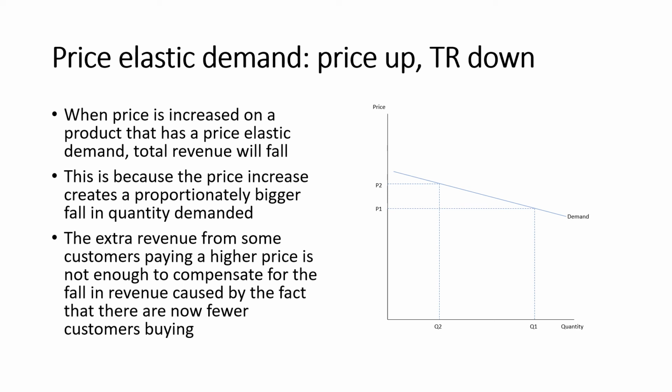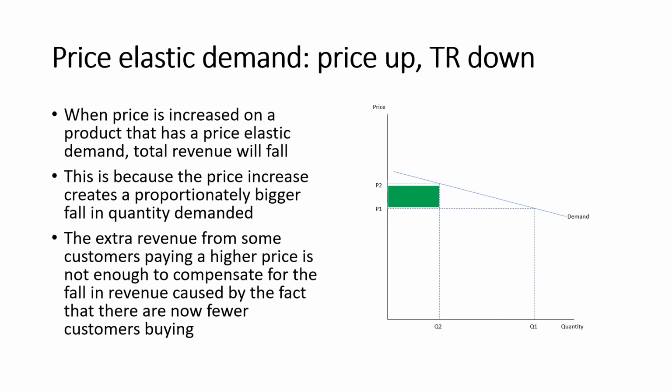So if we look at the demand curve there, obviously we're starting off with the price of P1 and quantity demanded is Q1. So the total revenue is a long rectangular area, P1 Q1. They go for the price increase in price from P1 to P2. That creates a massive contraction of demand from Q1 to Q2. So let's look at this in terms of areas.